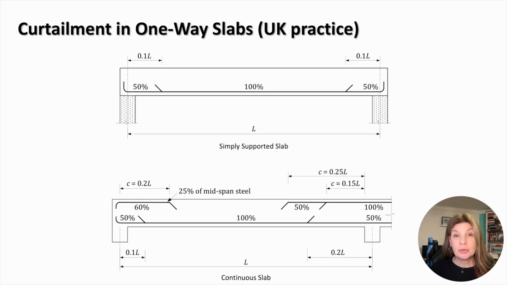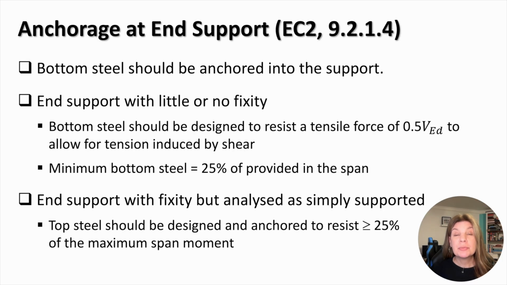The arrangement of reinforcement in a slab depends on the number of spans. Eurocode 2 requires only 50% of span bottom reinforcement to continue to supports, and 50% of top reinforcement above the supports should extend into the span. Here you can see the curtailment rules outlined for a simply supported slab and for a continuous slab. Bottom reinforcement should be anchored into the support.